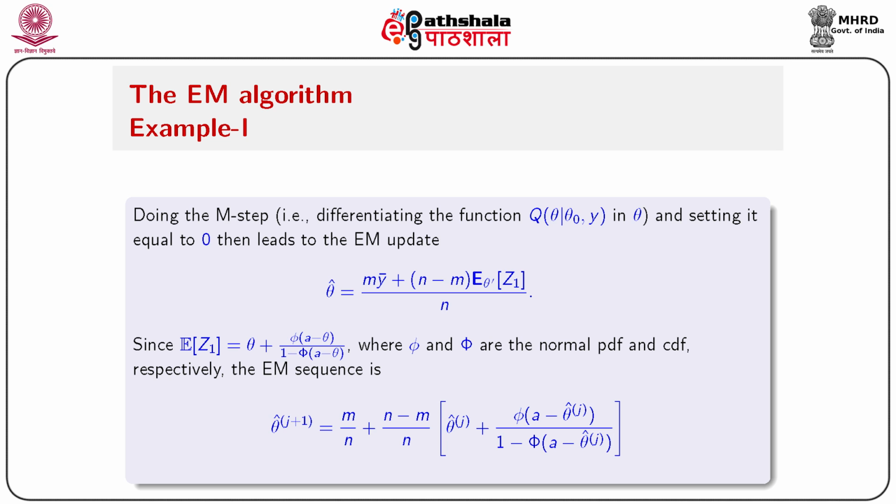The EM sequence then becomes theta hat j plus 1 equals m/n times y bar plus (n minus m)/n times theta hat j plus phi(a minus theta hat j) divided by 1 minus capital Phi(a minus theta hat j).